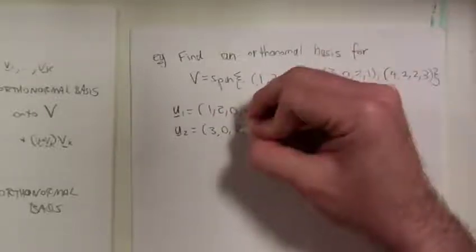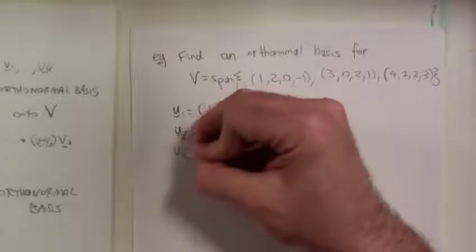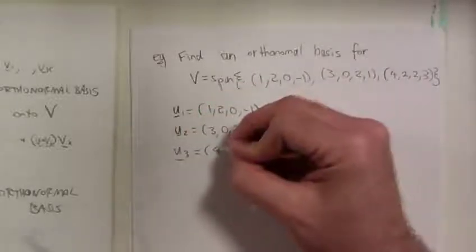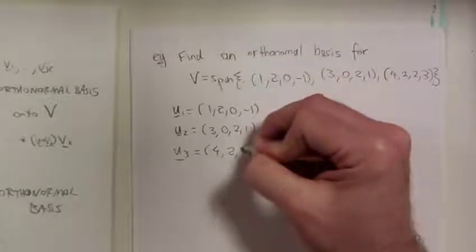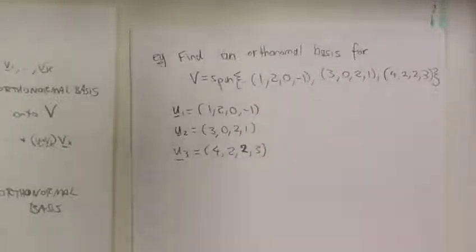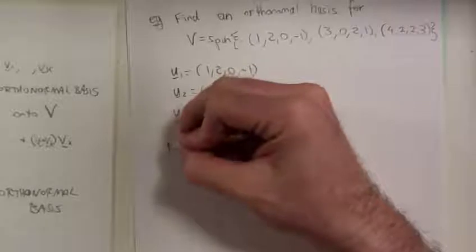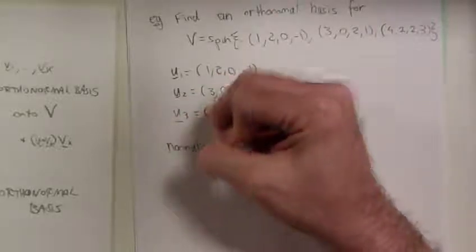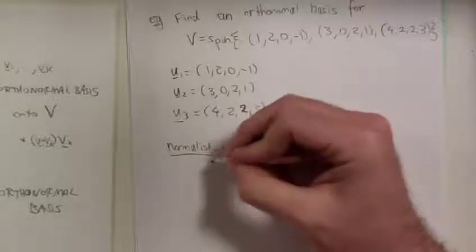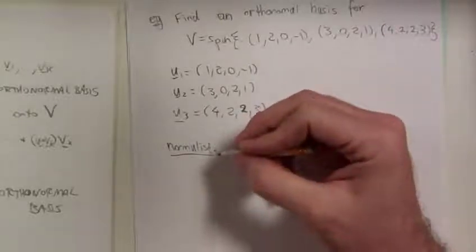When I learned this for the first time, the original vectors were V and the final vectors were U, because they were unit vectors, and that made sense to me at the time. So these are my original vectors. I'm going to change them one at a time. So I will normalise. To normalise U1, I'm going to need to find its length.